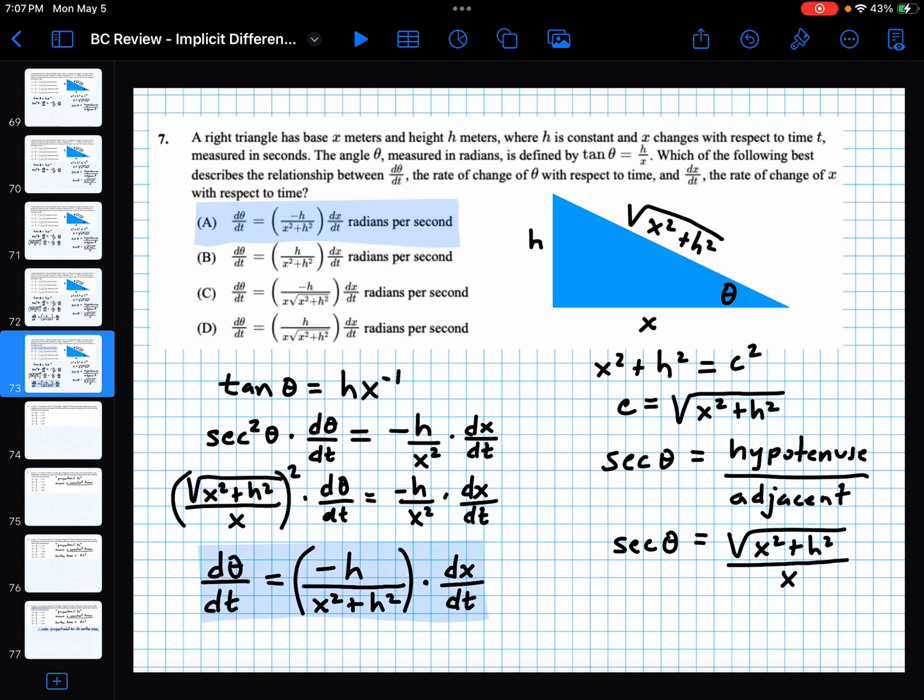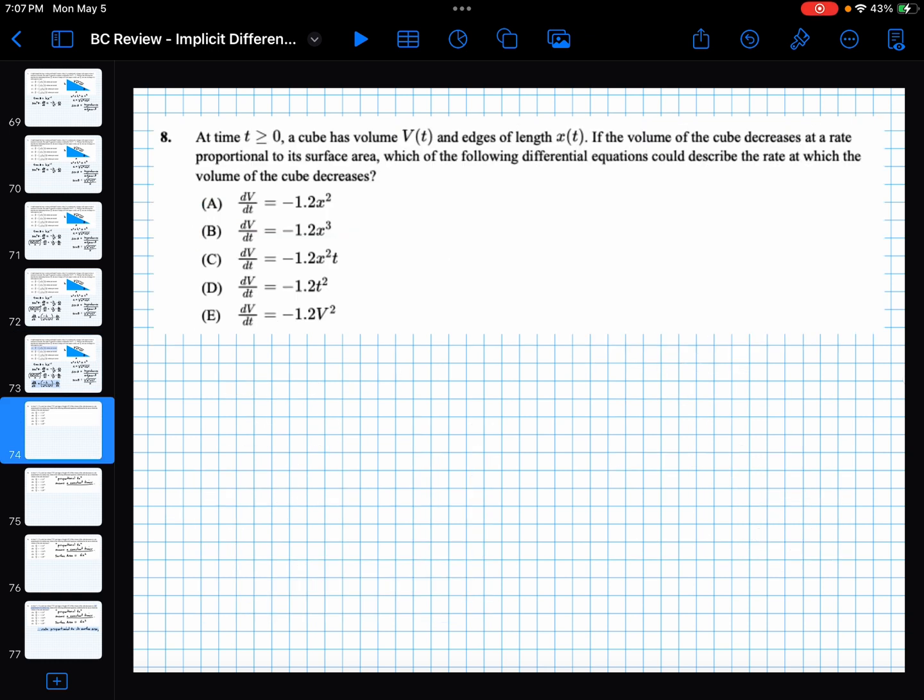Okay, moving on to question 8. At time t greater than 0, you've got a cube and the edges, right? The volume of the cube is v of t. The edges are also a function of t, but they're x. Their length is given by x. And then they say the volume of the cube decreases at a rate proportional to its surface area.